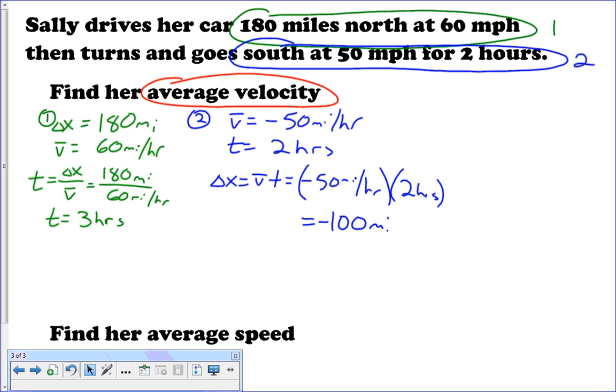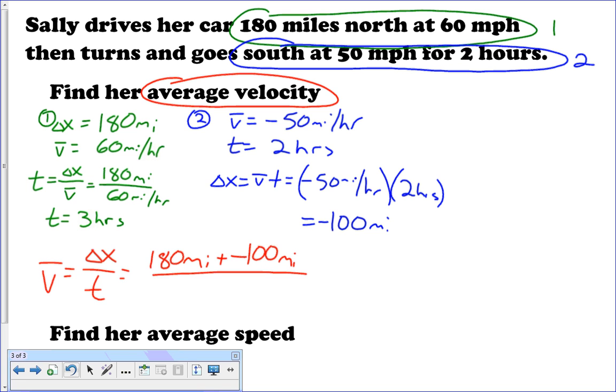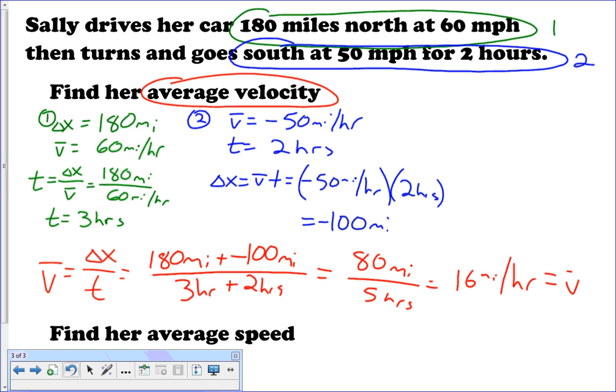So here we go. Average velocity is displacement divided by time. So let's see, the displacement for the whole trip is going to be, well, let's see, 180 miles in the first chunk, negative 100 miles in the second chunk. So my displacement for the whole trip is just 80 miles, right? But I got to divide it by the time for the whole trip, which is 3 hours plus 2 hours, which is 5 hours. Divide it out, and you get 16 miles per hour for your average velocity.